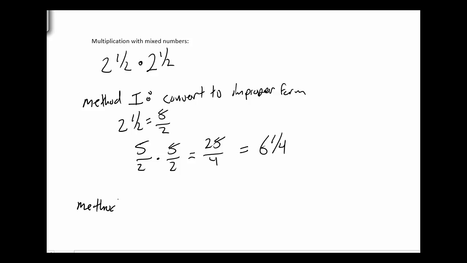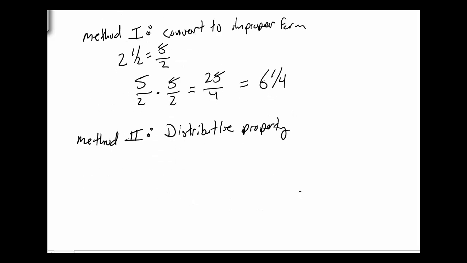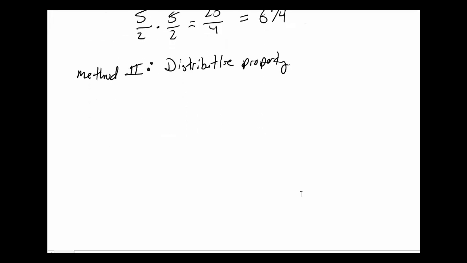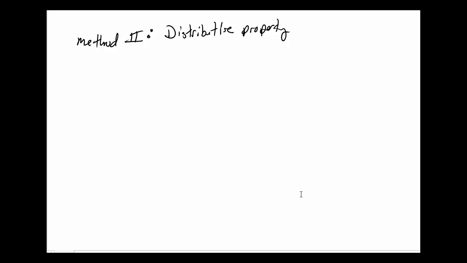The other method to do this, method 2, would be the distributive property method. Now again, the intention here is not to show you, I'm not assuming you don't know how to do this. I'm saying let's look at techniques on how to do this.